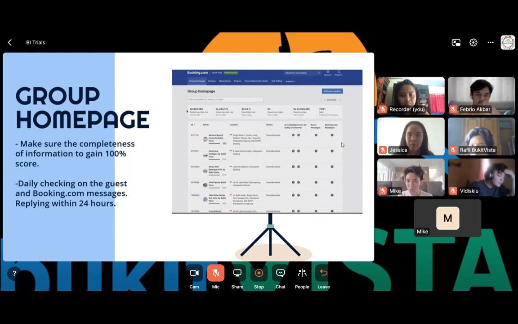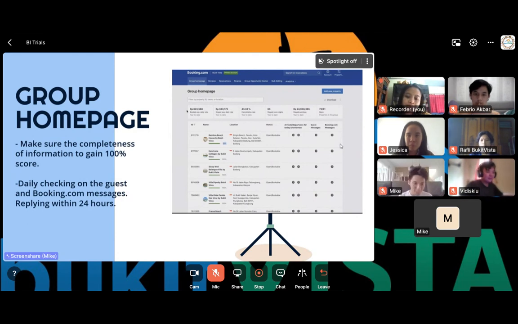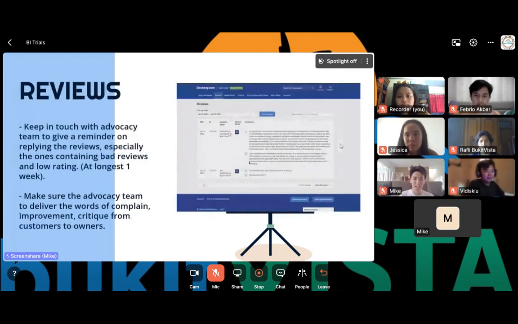So I think it's just an easy job to complete all this data. And the other one, at the far right side, is about the Booking.com messages, or the inquiries coming from prospective customers. My suggestion is that we should do a daily check on the guest and Booking.com messages, and we should reply within 24 hours.